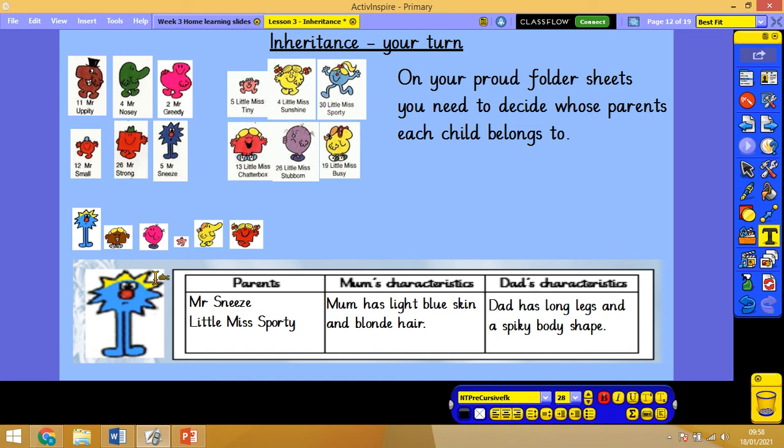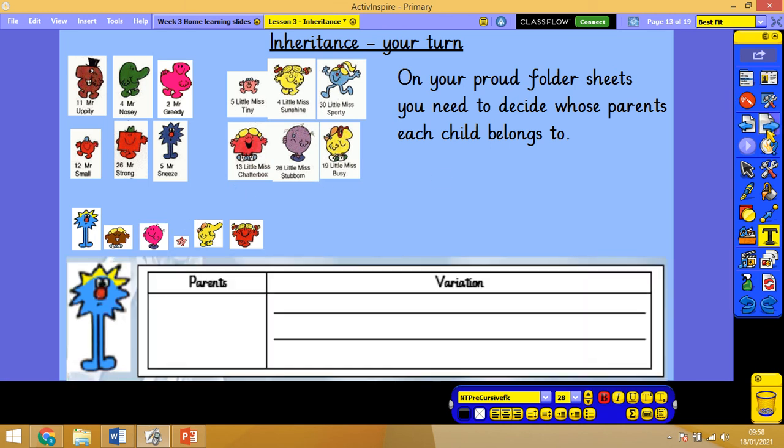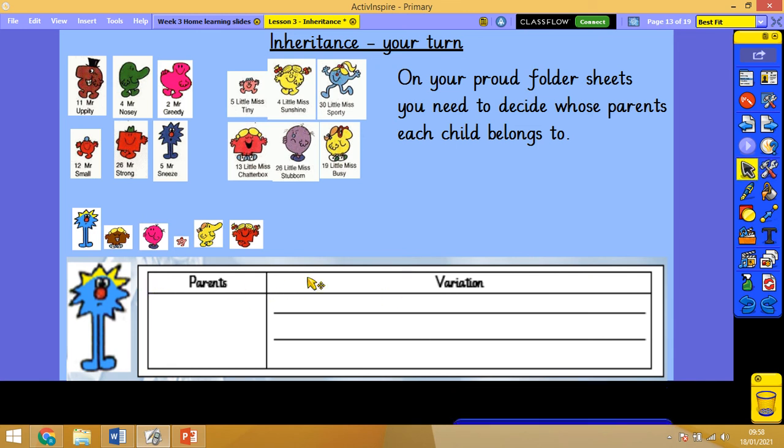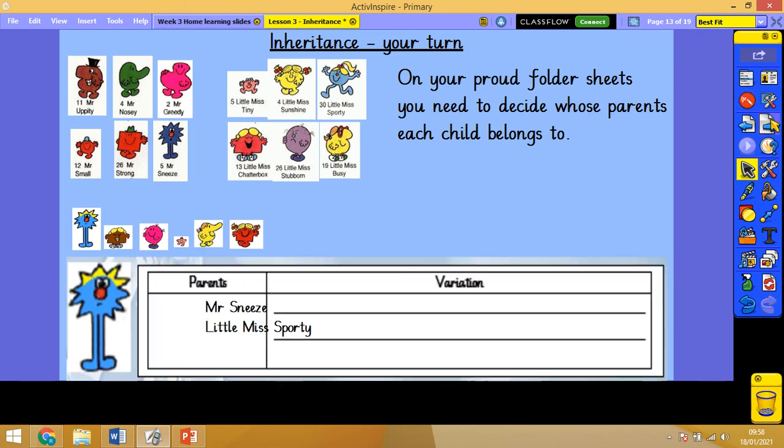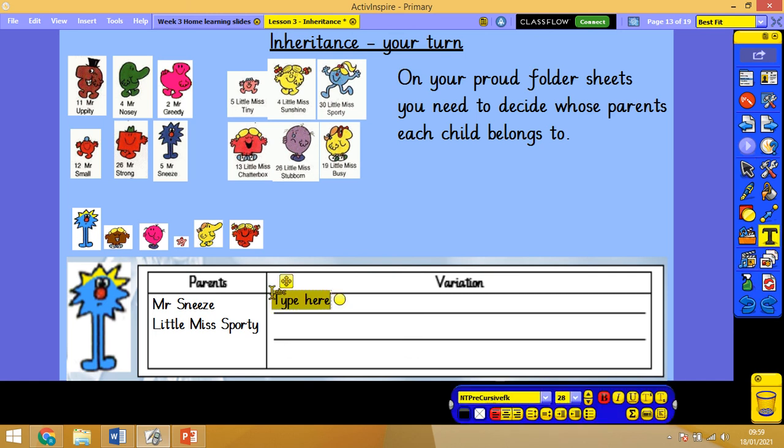For the next one, you'd have a look at the body type, the skin colour, and the hair colour. Some of you have got that one. Some of you have got this one where it says variation. You would do exactly the same thing as we did before. You'd write this guy's parents down. Where it says variation, it just means differences. For this one, you would write the same thing but write it as a sentence.